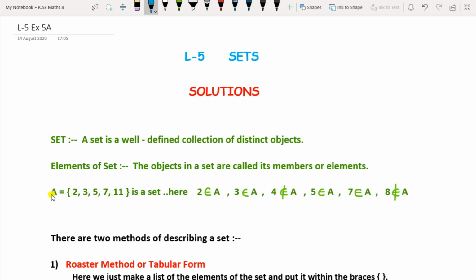So 2 belongs to set A, 3 belongs to set A, but 4 is not here, so that does not belong. It is said to not belong to set A. 5 belongs to set A, 7 belongs to set A, but 8 is not an element in this set, so 8 does not belong to set A. This symbol is called belongs to, and this is called does not belong to. All the elements in the set belong to that set.